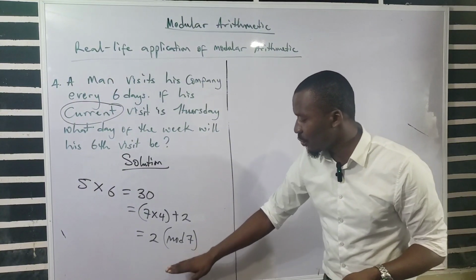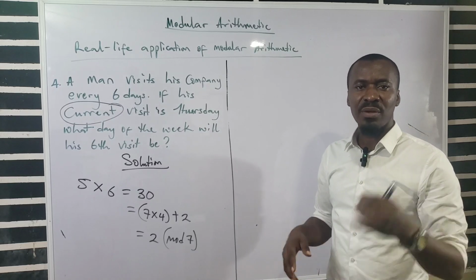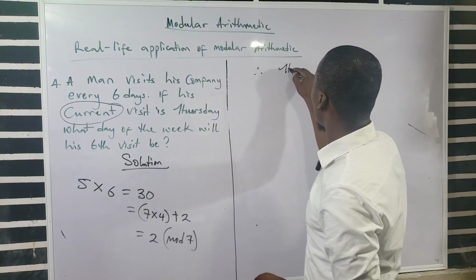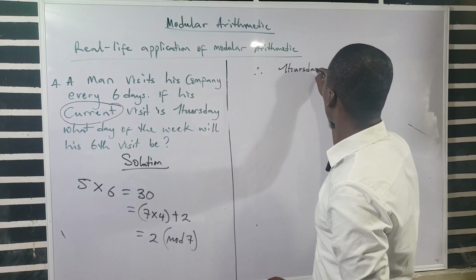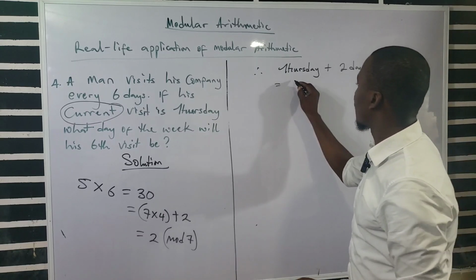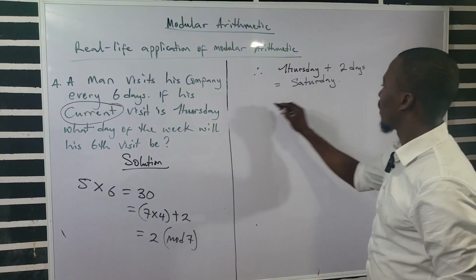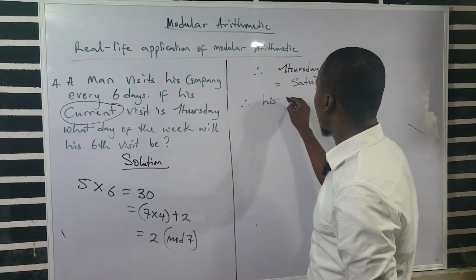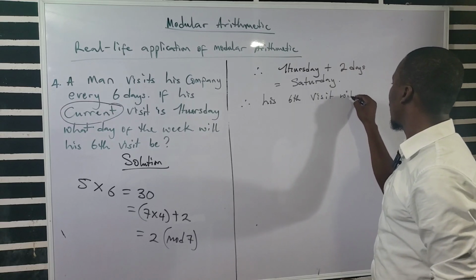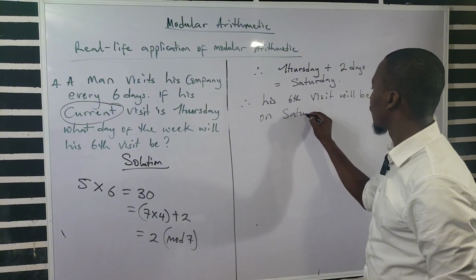So all you need to do is add 2 to it. So add 2 days after Thursday. What do you have? Friday and Saturday. Therefore, Thursday plus 2 days will give us Saturday. Therefore, his sixth visit will be on Saturday.